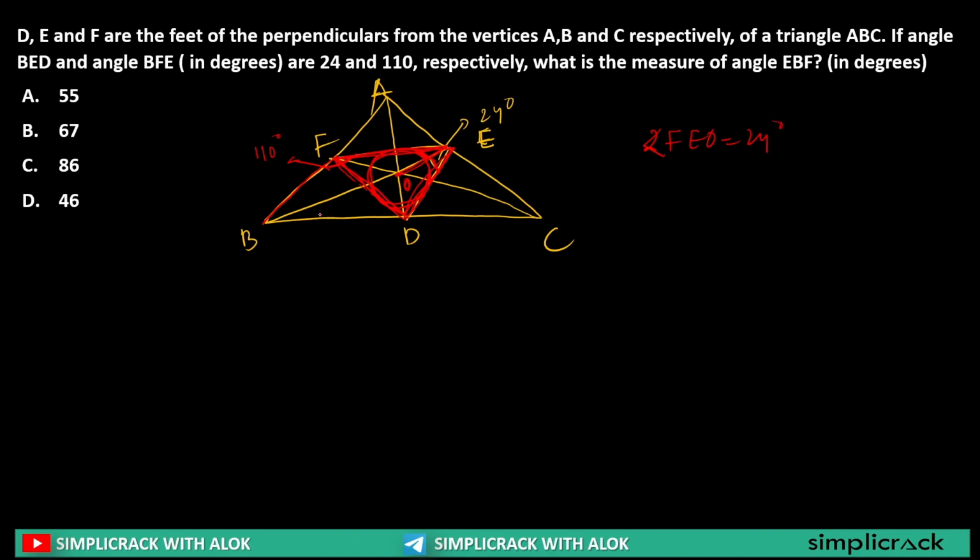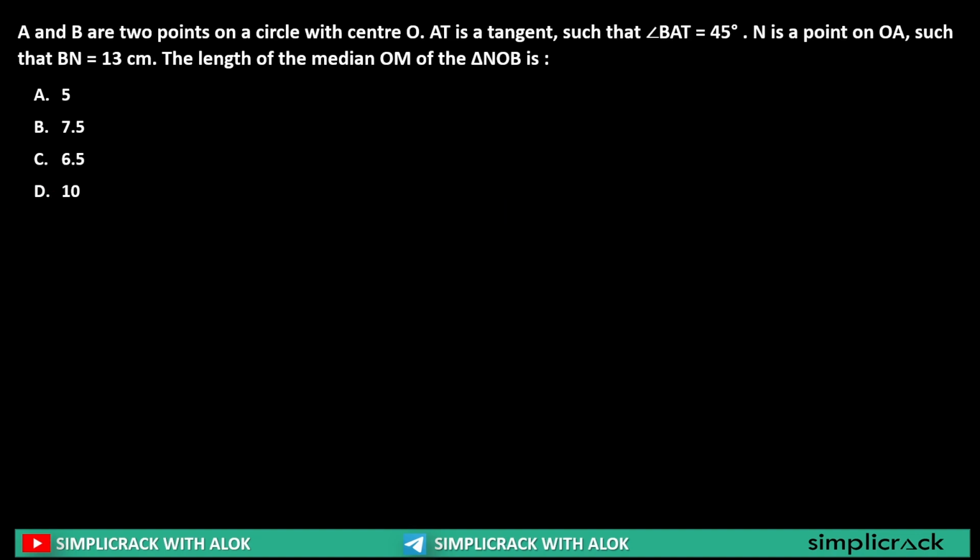Now in triangle FBE, in this bigger triangle, this angle is already given as 110 and this angle we have found out as 24. So the remaining is 180 minus 134, that is 46 degrees. So EBF, which has been asked, is 46 degrees. Clear? We just need to understand that if we join the vertices of all the altitudes, the incenter of this triangle is equal to the circumcenter of the larger triangle.